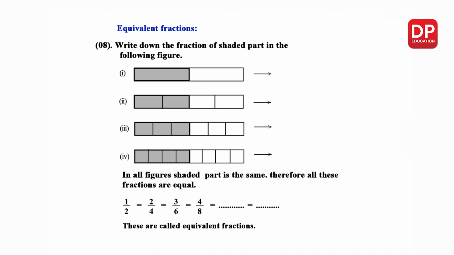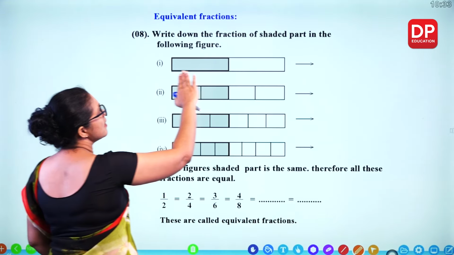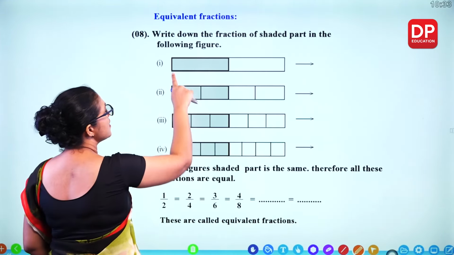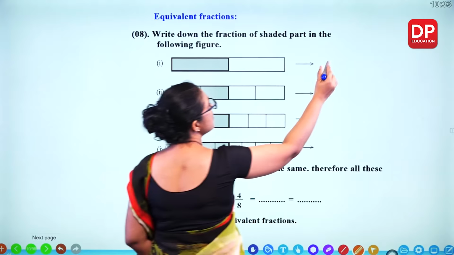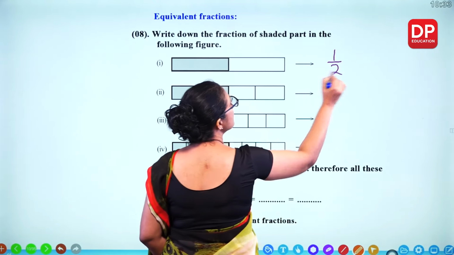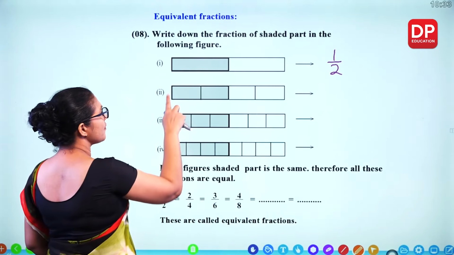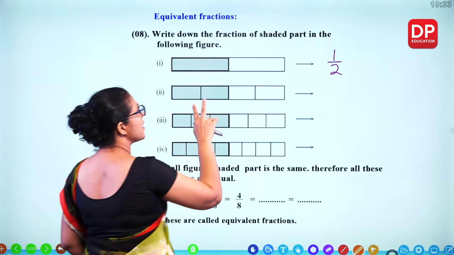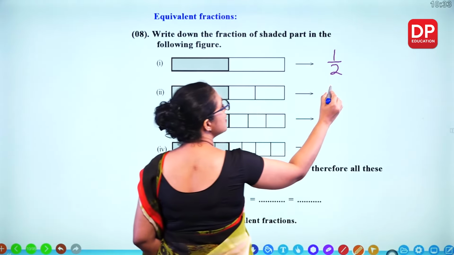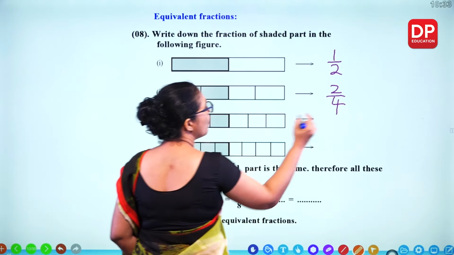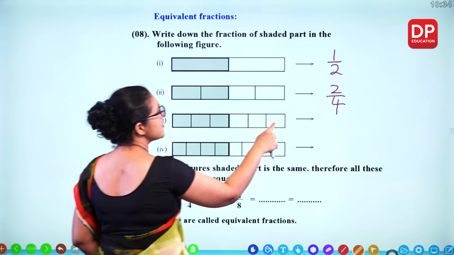Equivalent fractions. Write down the fraction of shaded part in the following figure. So this is same size figures divided into 2. So that one I can write 1/2. Divided into 4 parts and 2 parts shaded, 2/4.